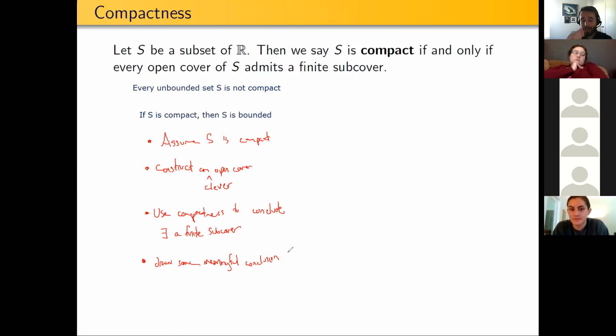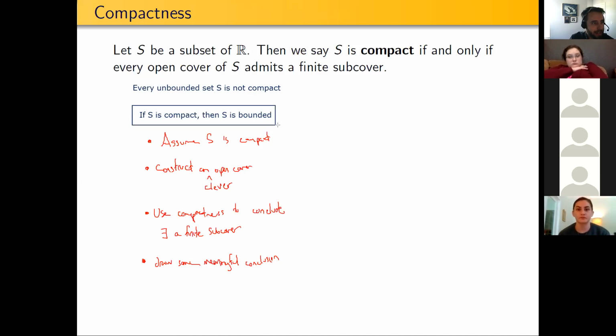Okay, so this is another great way to use compactness. If something is compact, then every open cover admits a finite subcover. And if I choose a particular open cover to look at in a clever way, maybe the existence of the finite subcover tells me something meaningful. So we can use this to prove the statement up here, the statement that says if S is compact, then S is bounded.